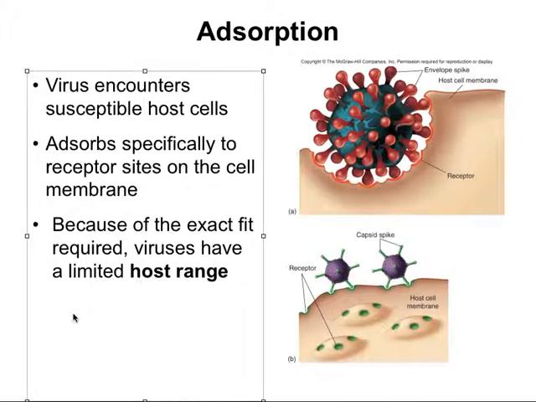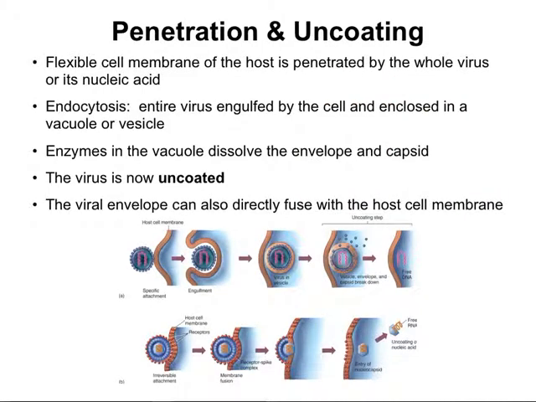Remember, there were two forms, either enveloped viruses or naked nucleocapsids. The enveloped form uses glycoprotein spikes, as you see here, that attach to the specific receptors in the host cell membrane. Naked nucleocapsids use molecules that are attached to the capsid itself. Once the virus has adsorbed to the cell membrane, it needs to penetrate and then become uncoated.